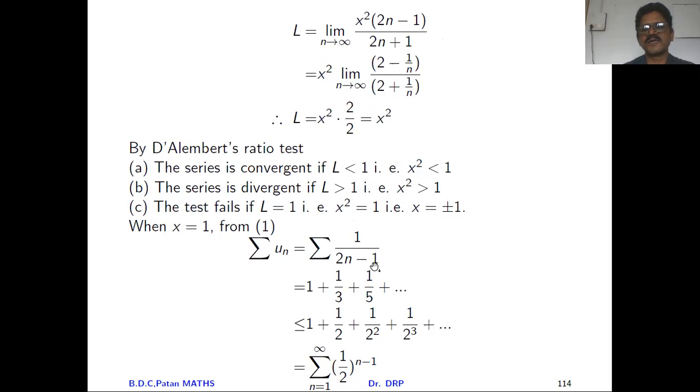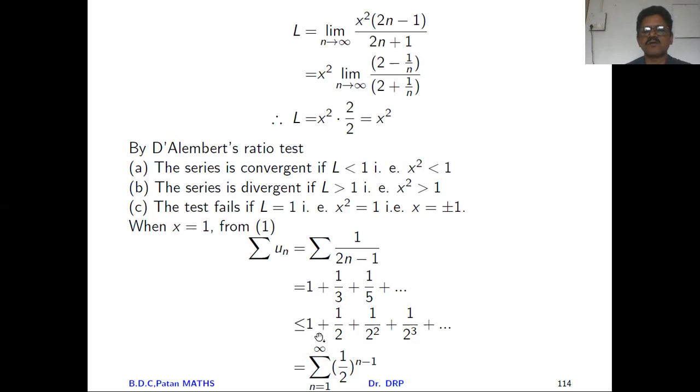If you replace n equal to 1, 2, 3, 4 and so on, what happens? You will get its value to be 1 plus 1 by 3 plus 1 by 5 plus so on. If you replace n equal to 1, you will get 1 upon 2 minus 1, that is 1. If n equal to 2, you will get 1 upon 4 minus 1, that is 3. If n equal to 3, you will get 6 minus 1 in the denominator, that is 5, plus so on.